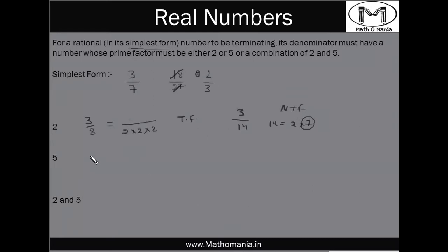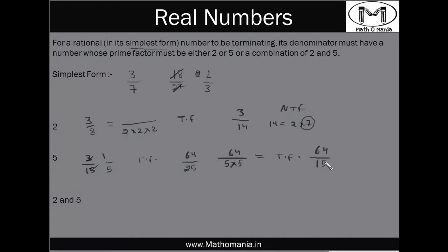The same is the case with 5 also. So, suppose we have 3 by 15. First of all, we'll change this fraction into the simplest form. Since 3 is the common factor, we get 1 by 5. Now, as the denominator is 5 only, this will be a terminating fraction. Suppose we have 64 by 25. Now, this 25 is 5 into 5. We don't have any number other than 5 in the denominator, so this will also be a terminating fraction, right?